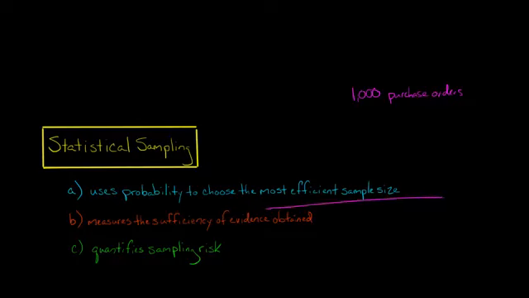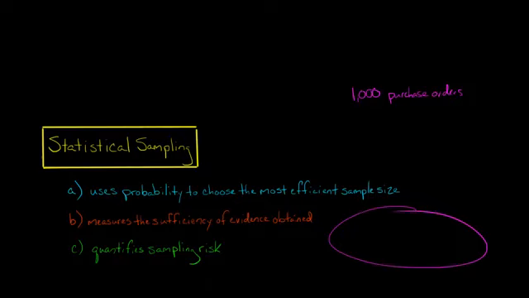And we're also going to measure the sufficiency of the evidence that we're obtaining, and we're going to be able to quantify sampling risk. Okay, sampling risk is basically the risk that, so we've got this population, and we're going to draw a sample. Let's say this is the sample here. So we're not observing the entire population, we're just observing this sample. But when we draw conclusions from this sample, it's possible that if we were to see the entire population, we would draw a different conclusion. And so that's sampling risk.